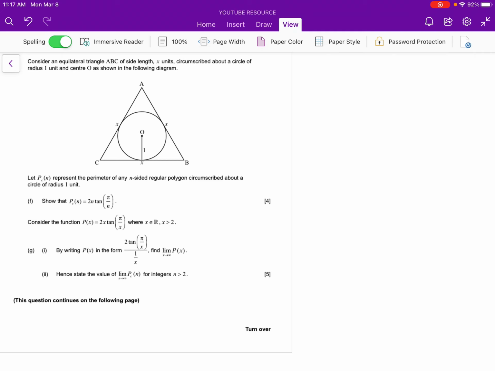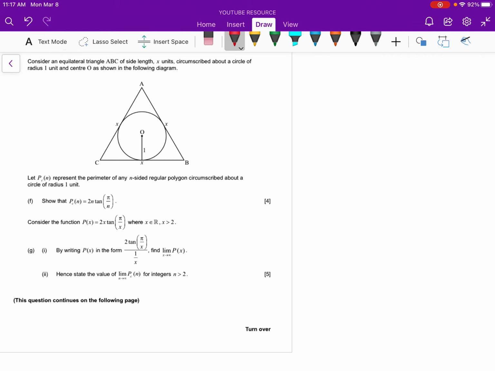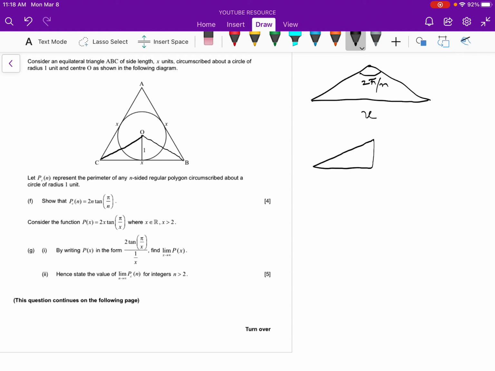So for this we'll consider the triangle here. We know that the angle at the center should be 2 pi over n, since it's the n-sided polygon, and the base is x units. So we divide this triangle into a right-angled triangle now. The angle is going to be pi over n, and obviously this radius is 1, and the length opposite to it is half x.